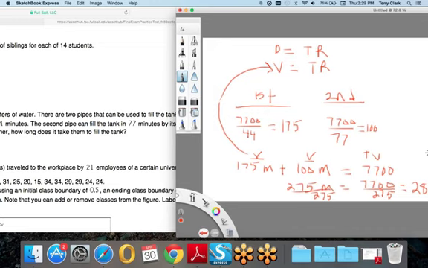Once again, even though it's a VTR, the volume equals the time times the rate, it's similar to the DTR problem: the distance equals the time times the rate. And you'll notice that in math a lot too. Sometimes you don't have to learn something brand new. We can take something we already know and use it to solve a problem.